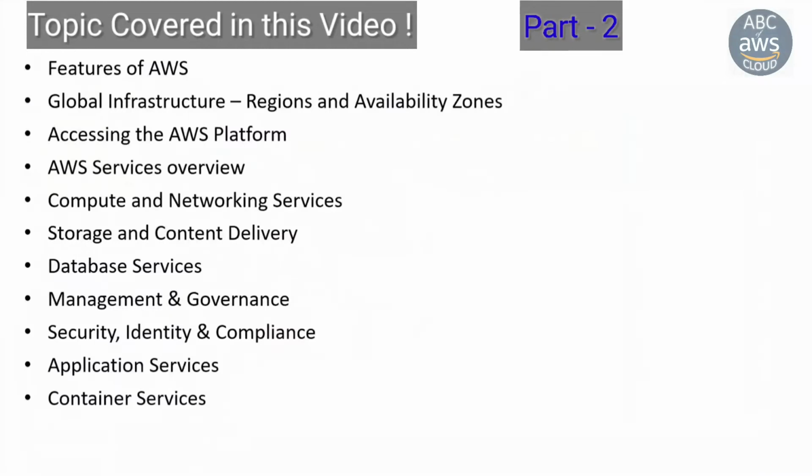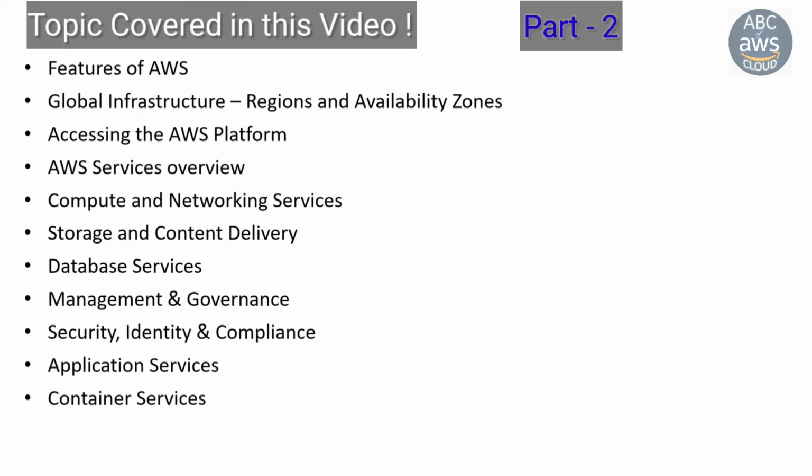Today we'll see the features of AWS. What is the benefit of using AWS? Then we'll see the global infrastructure of AWS, the regions where they have deployed their data centers and the availability zones. We'll see how to access the AWS platform using the internet, how we can reach the AWS platform so that we can use their services.